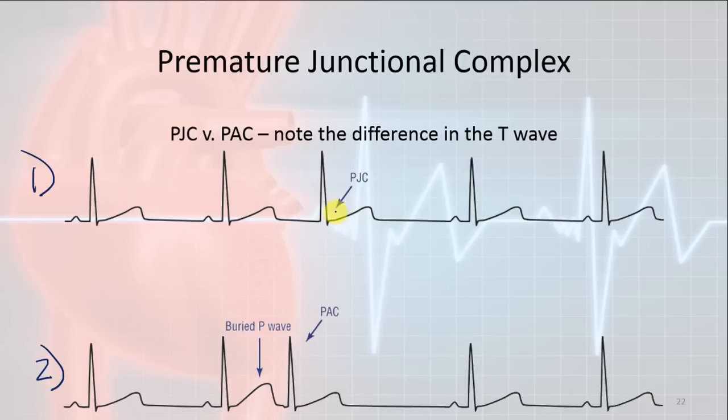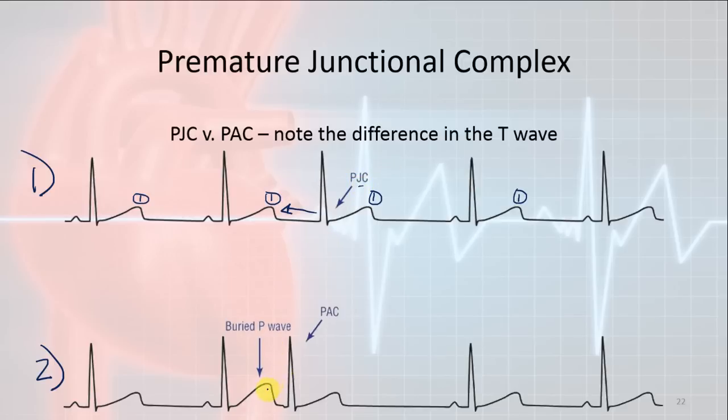If you look at rhythm number 1 up here, at the PJC, and you start looking backwards, you come up to this T wave. Does this T wave look the same as this T wave here? Yes, it does. Does it look the same as that T wave? Yes, it does. What that tells me is that there was no P wave or any atrial contraction in this T wave at all. So there are no extra depolarizations in there, which tells me that this is a junctional complex.